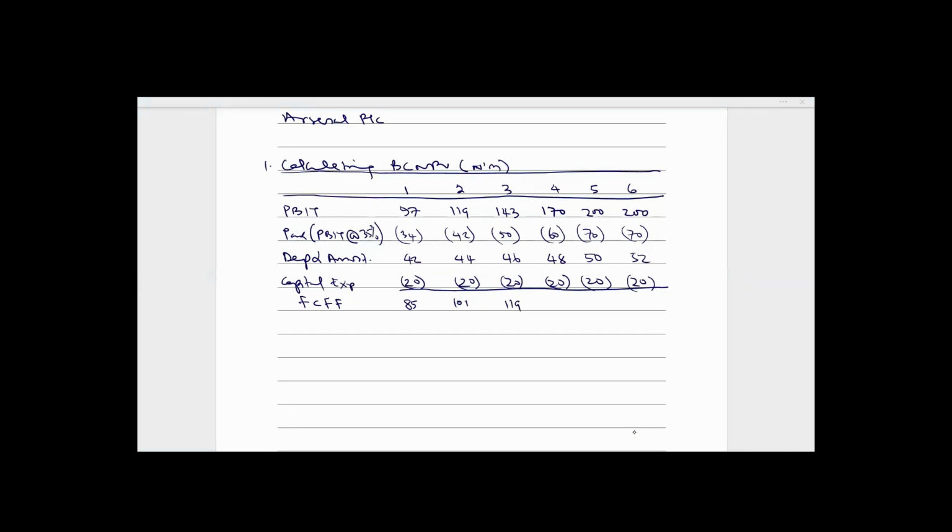Next, 170 minus 60 plus 28, 138. Next, 200 minus 70 plus 30, 160. Okay. Then here is 162. So this represents the free cash flow to the firm.